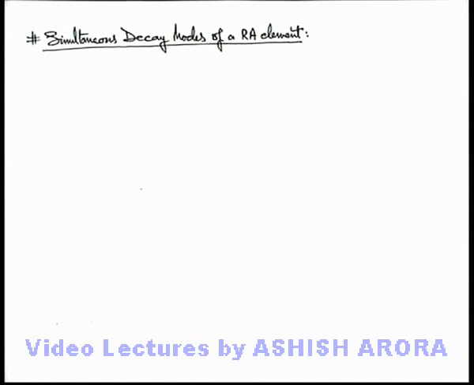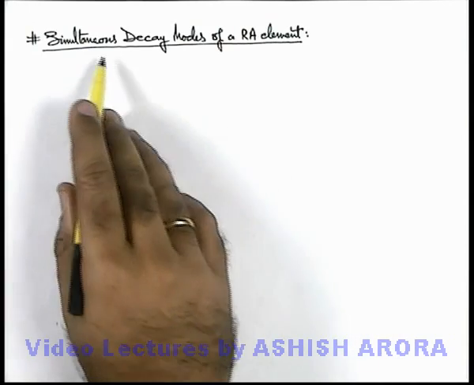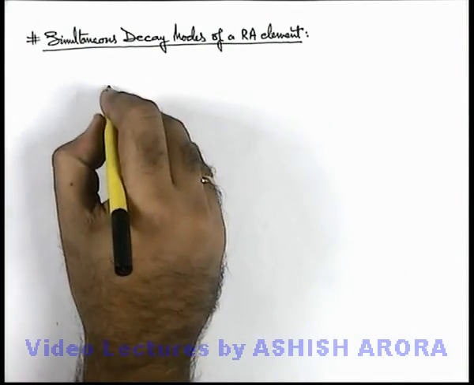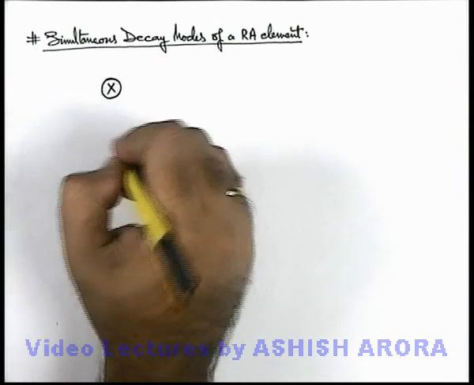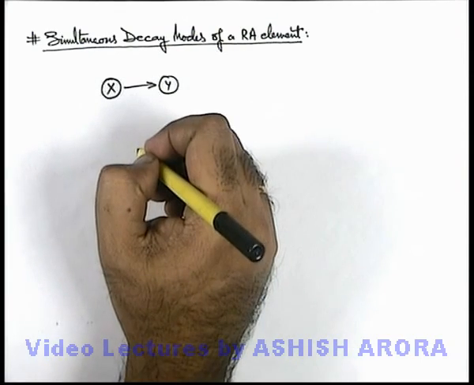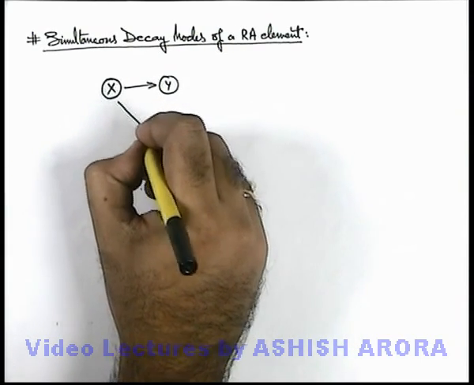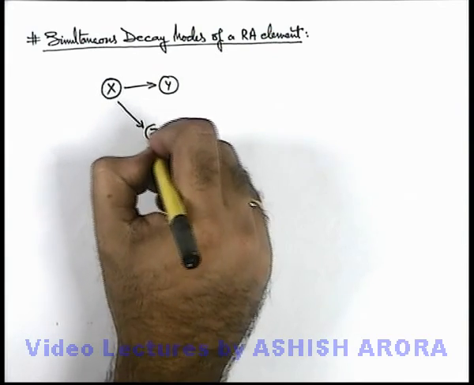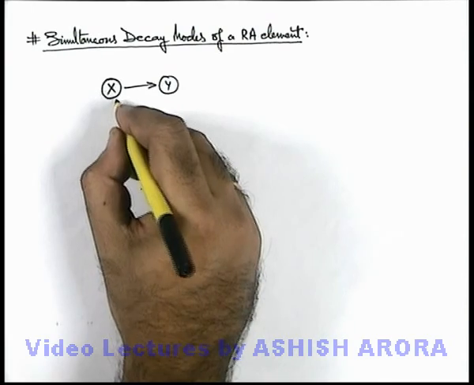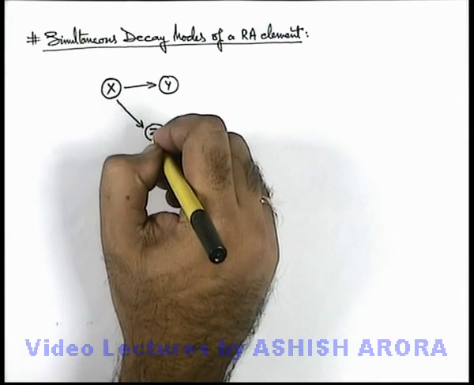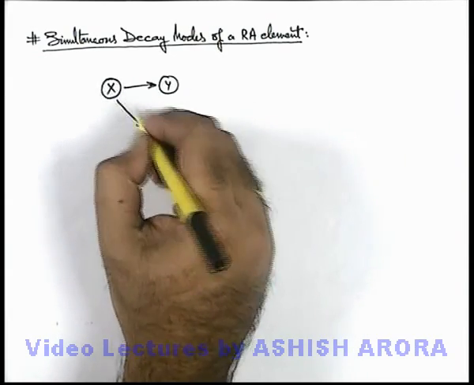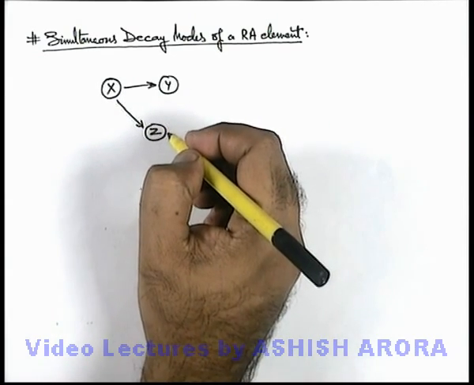Let us study an important phenomenon in radioactivity, that is simultaneous decay modes of a radioactive element. Sometimes it happens that if there is a radioactive element X, it transforms to element Y, which is the daughter nucleus, as well as there is a probability that it may transform to Z, which is another daughter nucleus. That means the nuclei of X may decay to Y or it may decay to Z depending on the probabilities in which it can decay into two different daughter nuclei.